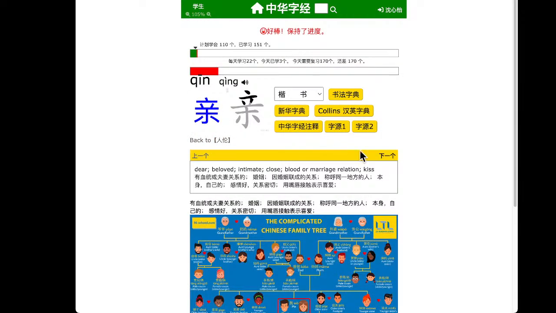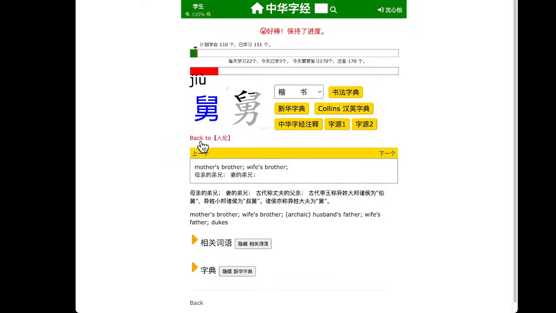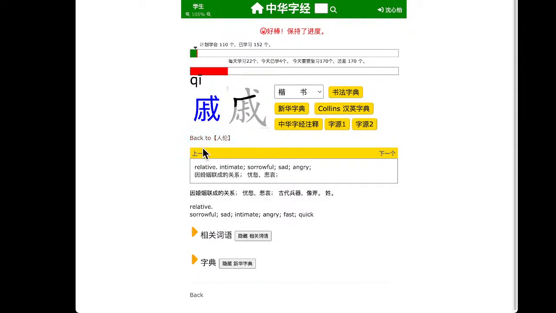So this is the word for all your relatives. It also has an alternate reading, qing, which refers to your relatives by marriage or your in-laws, which is kind of confusing because it's the same character. This qin is your blood relatives, but it also kind of encompasses the marriage relations, and then qing specifically for the marriage relations.